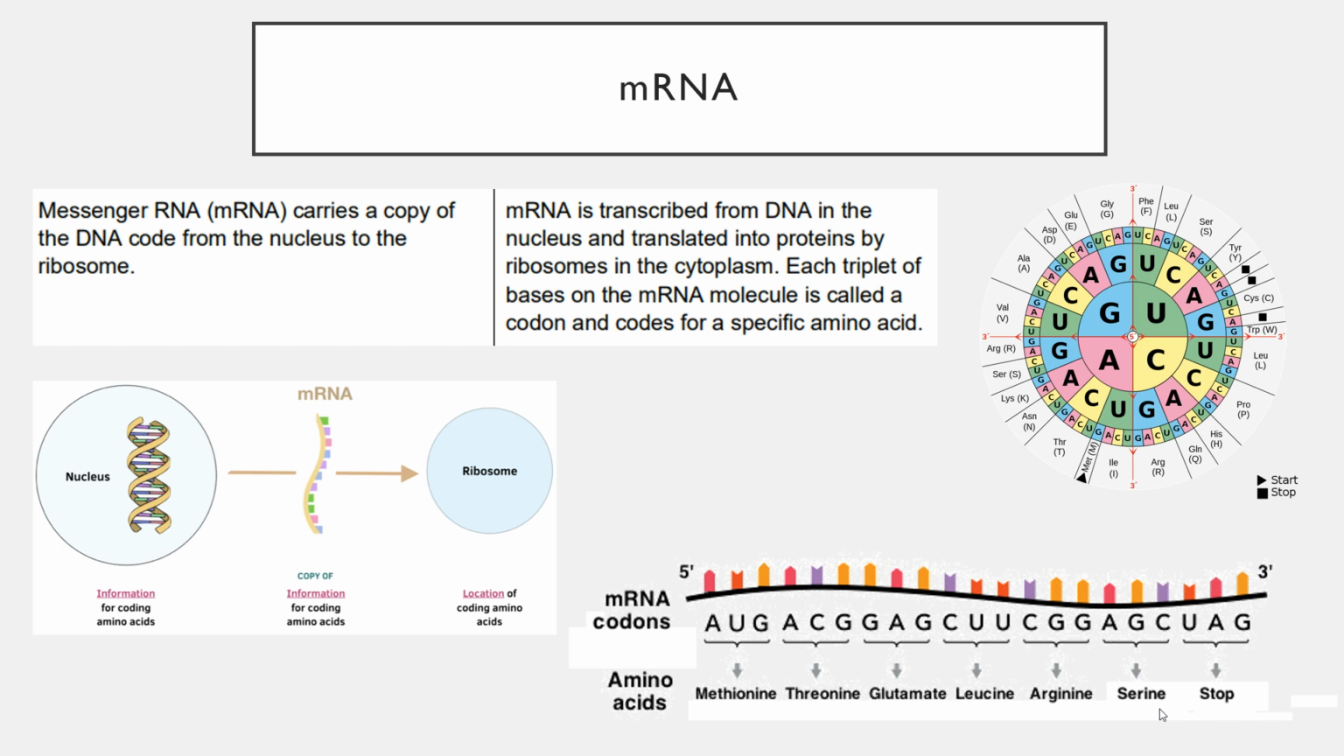Another key feature that will be helpful when it comes to looking at translation is to remember that when you read the mRNA molecule, you'll read it three bases at a time. Every three bases is known as a codon, and it codes for one specific amino acid. You'll always be able to work out which amino acid using one of these codon charts.